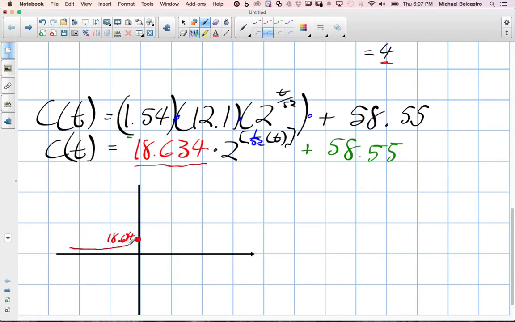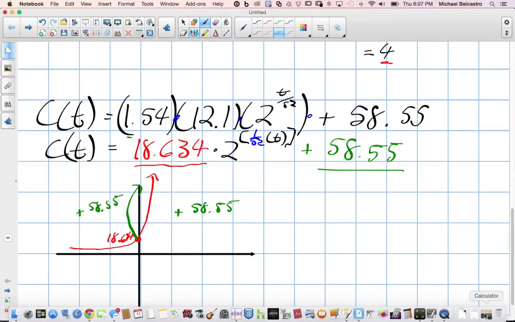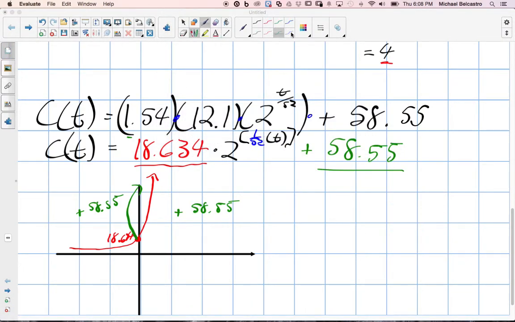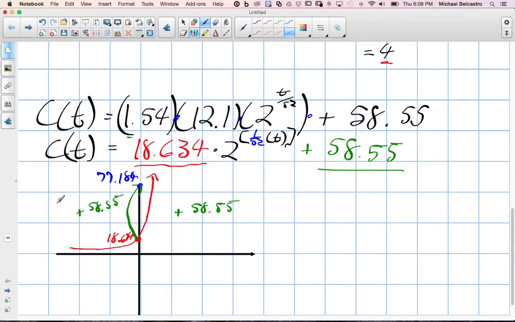and because it's exponential, it's got exponential growth, it would move up like this. But our c value is now going to shift that function upwards. It's going to shift it up because it's positive 58.55 units. So we are now heading upwards in terms of our y-intercept by adding 58.55. So when we add those values together, 77.184. Beautiful. What was it? 77.184. Great. So we now have an exponential function that has been shifted upwards, heading up at that value.